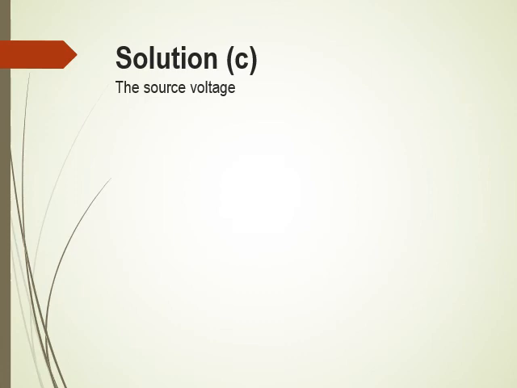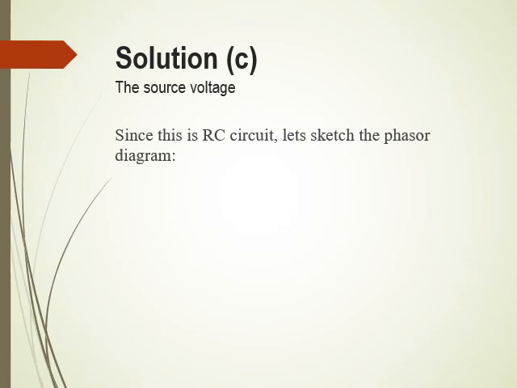Question C, the source voltage. So how do we calculate the source voltage? Now, you cannot just simply add up VR and VC. Why? Because they are not in phase. Since this is an RC circuit, how are we going to calculate that? I would suggest you sketch the phasor diagram first so that you can see the relationship between V source, VR, and VC.